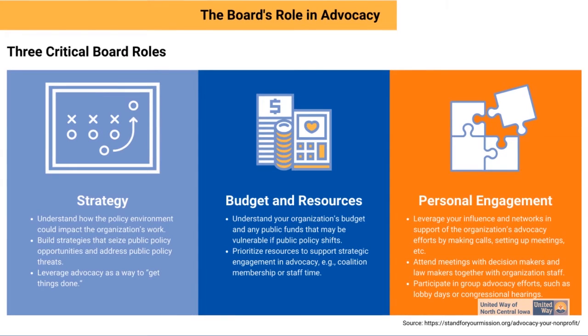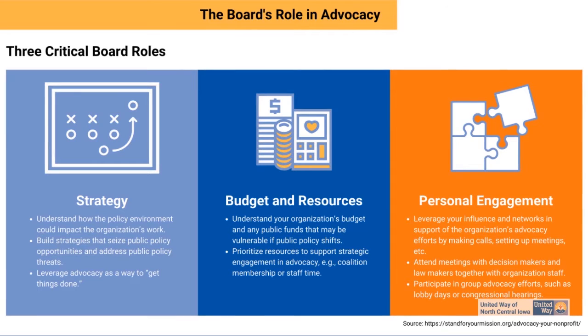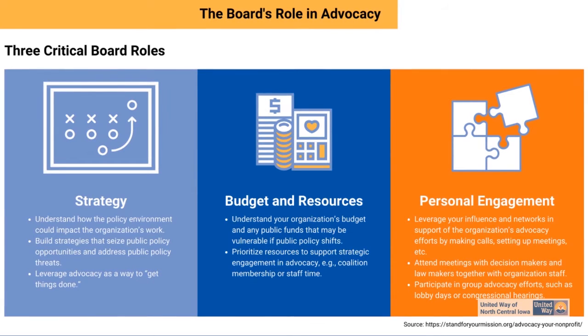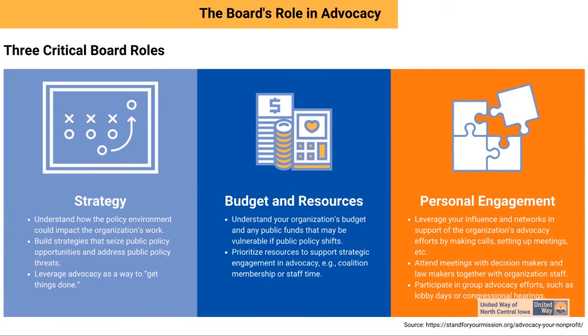The board has three critical roles in advocacy. The first is strategy. Understand how the policy environment could impact the work of the organization. Build strategies that seize public policy opportunities and address public policy threats. Leverage advocacy as a way to get things done.